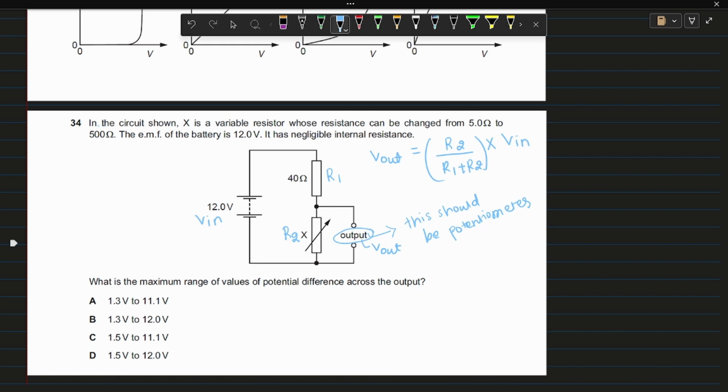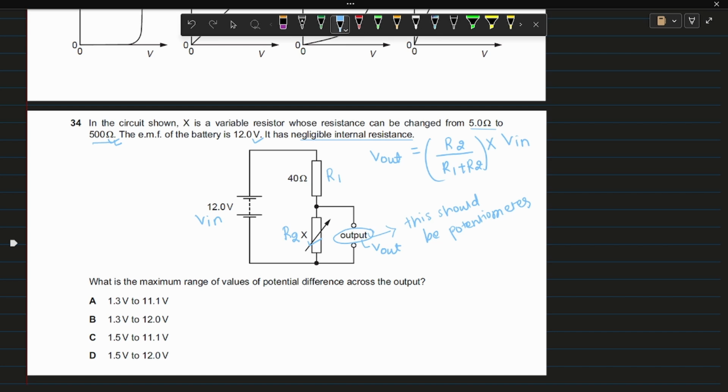Let's first read the question. In the circuit shown, X is a variable resistor. That means its resistance value can be varied according to our need, whose resistance can be changed from 5 ohm to 500 ohm. These are all in SI units, so we don't have to worry about the units. The EMF of the battery is 12 volt, also in SI unit. It has negligible internal resistance, so we don't have to worry about internal resistance as well.